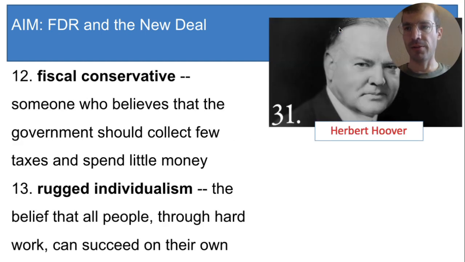In the last lesson, you learned about the 31st President of the United States, Herbert Hoover. Hoover was a Republican and a fiscal conservative, which meant he didn't think the government should spend much money on social programs. Hoover also believed in rugged individualism, the belief that anyone could succeed if they worked hard enough. Hoover did little to help Americans in need during the Great Depression, and as a result, he was widely unpopular.